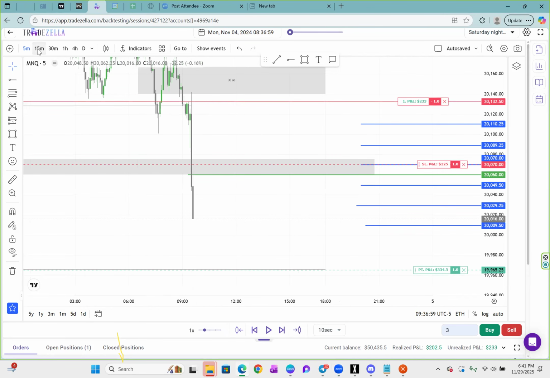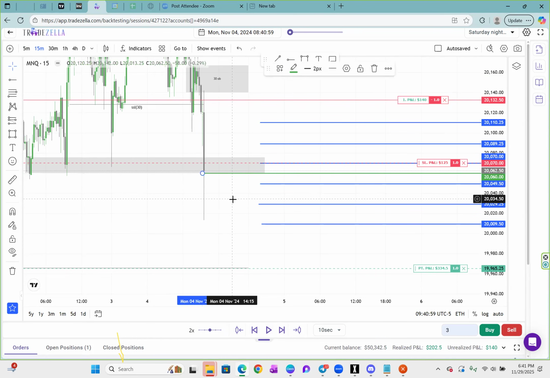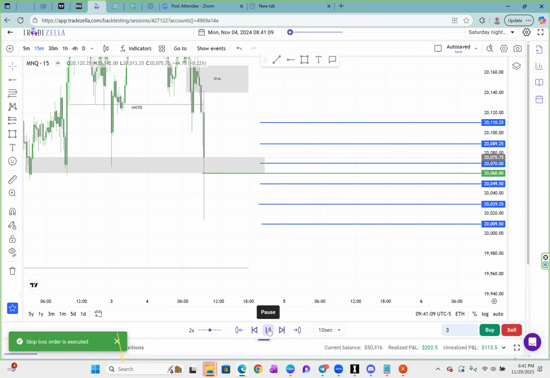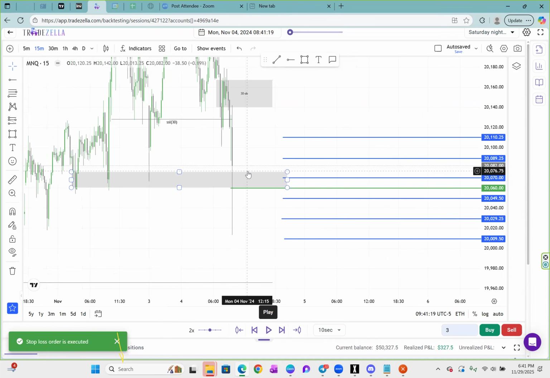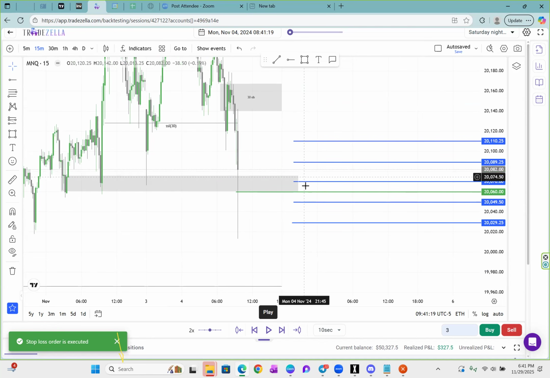Let's just see how this continues. Okay, good. All right, so it just continues to push. Speed it up a little bit. All right, looks like for people that got this entry, your stop loss at break even was hit. And for people that got this entry, right, your stop loss at TP3 was hit.